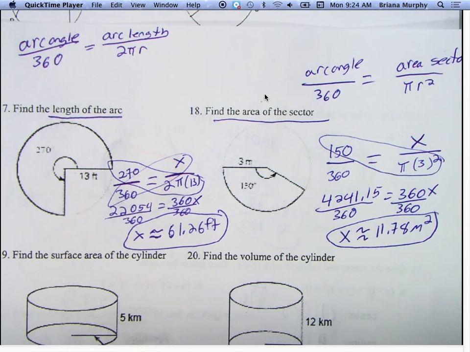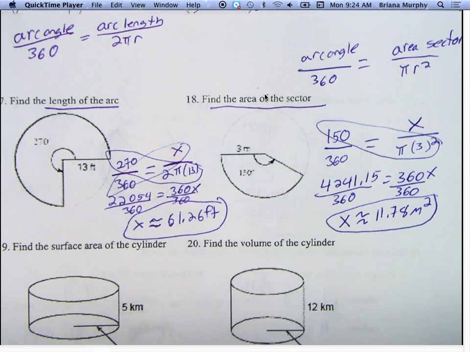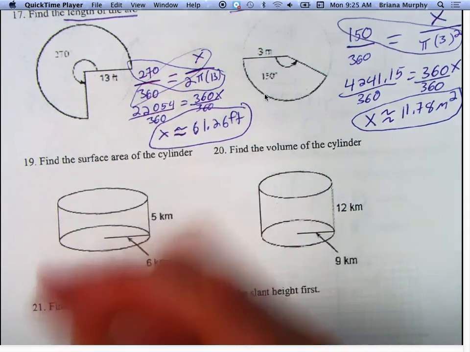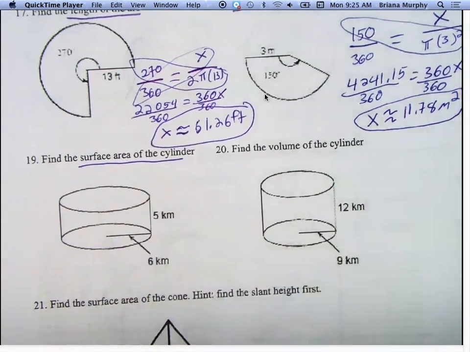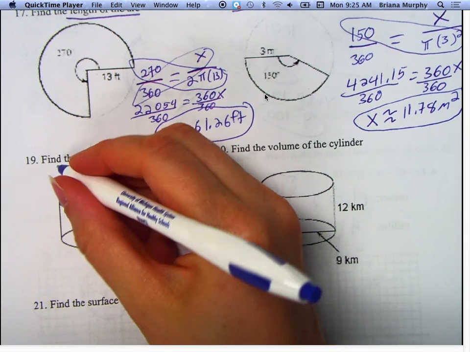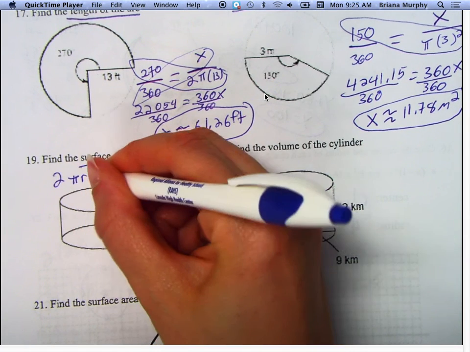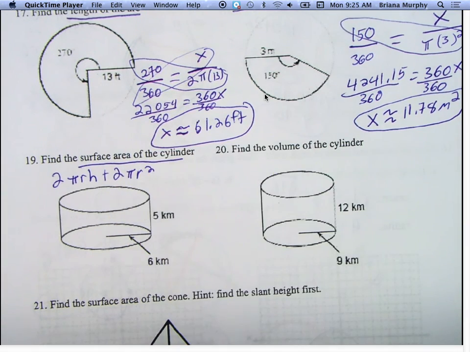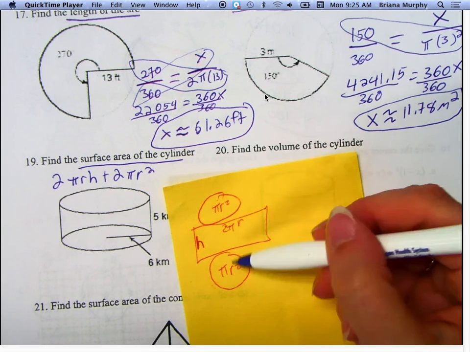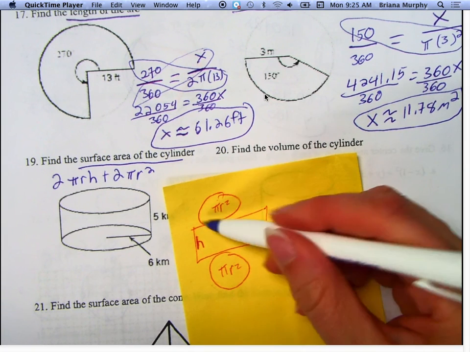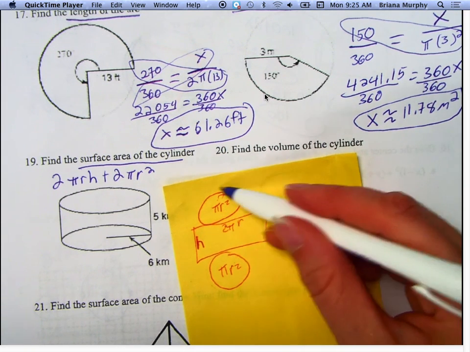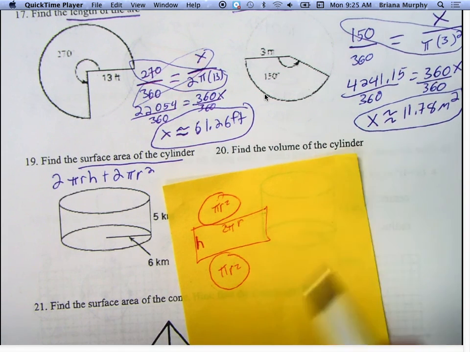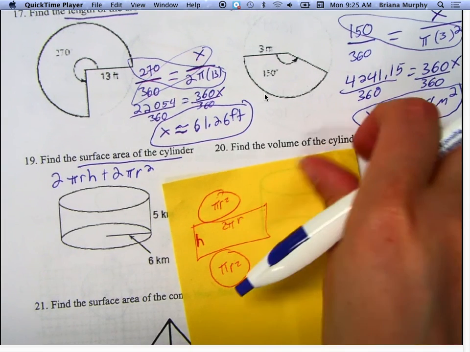Okay. 19 and 20 often get mixed up because you guys forget to read the directions. What is 19 asking me to find? Surface area. What's the formula for surface area of a cylinder? 2 pi radius height plus 2 pi radius squared. Remember where this comes from. We have the 2 pi r squared because we have two circles. We have the height times 2 pi r because this circle's circumference is the length of the rectangle.